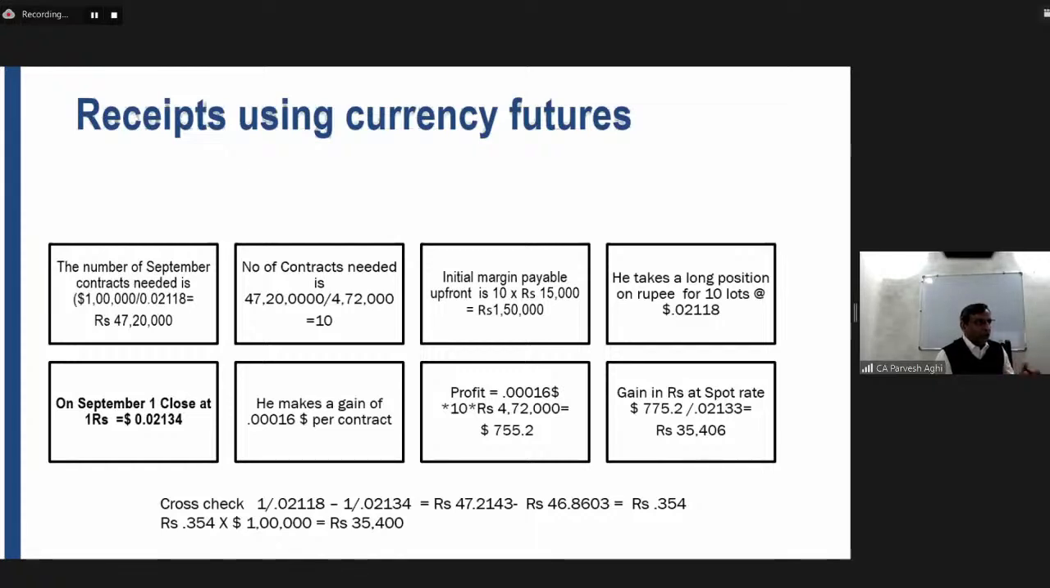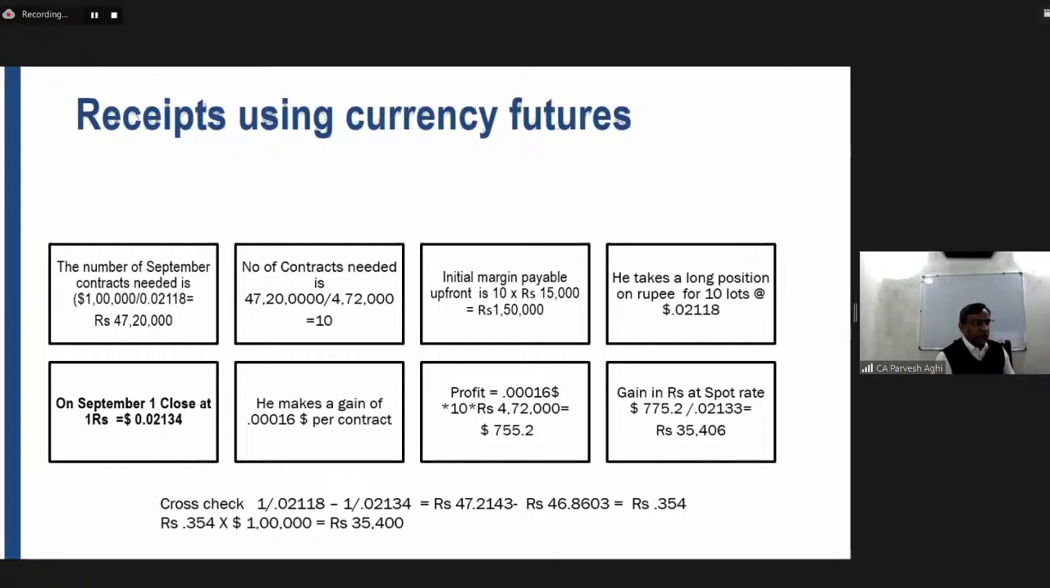Now we have to first calculate in terms of dollars, because he is making a dollar per contract. So on the whole contract, how many dollars will he be making? We can calculate that by multiplying by 10 contracts, and each contract is of size 4,72,000. Then it comes to $755.2. Then all these dollars he will get at the spot rate.